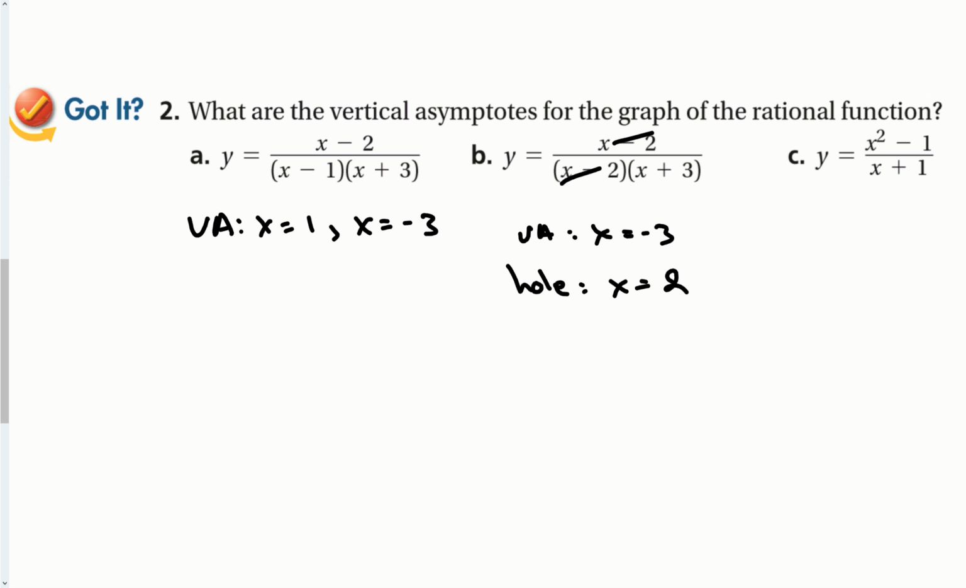So there is a difference in the graph. So you need to be able to recognize what is a vertical asymptote and what is a hole in the function. This is not factored, so make sure you factor it. So that's x plus 1, x minus 1, x plus 1. Those two cancel. That means that there is a hole at x is equal to -1.